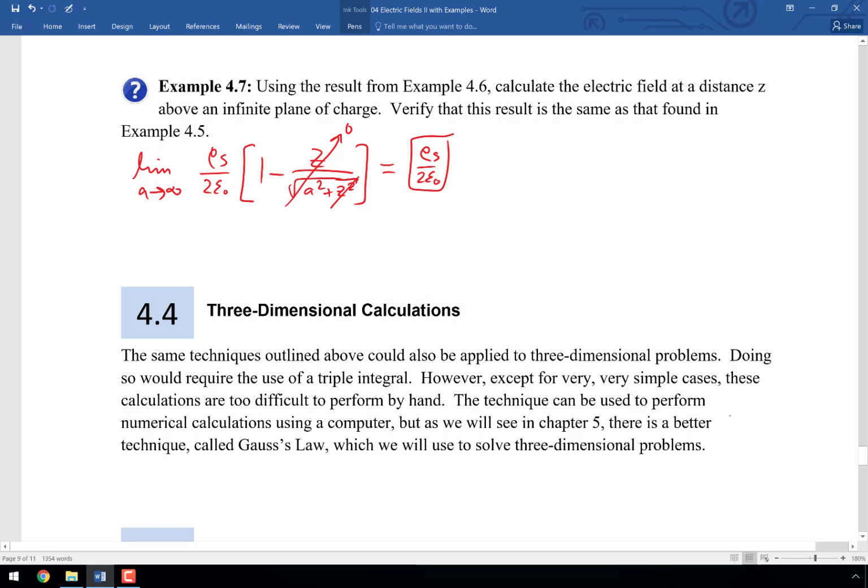Now, we could do a three-dimensional calculation, but you're probably at your wit's end right now anyway, so we're going to stop here. I'm just going to say three-dimensional calculations are much harder, and for anything other than a trivial geometry, we're not going to be able to do it. So just be aware that three-dimensional calculations can be significantly harder than one- and two-dimensional calculations.